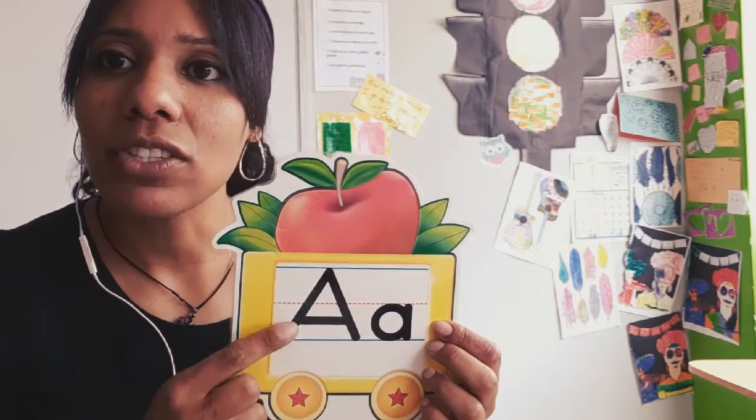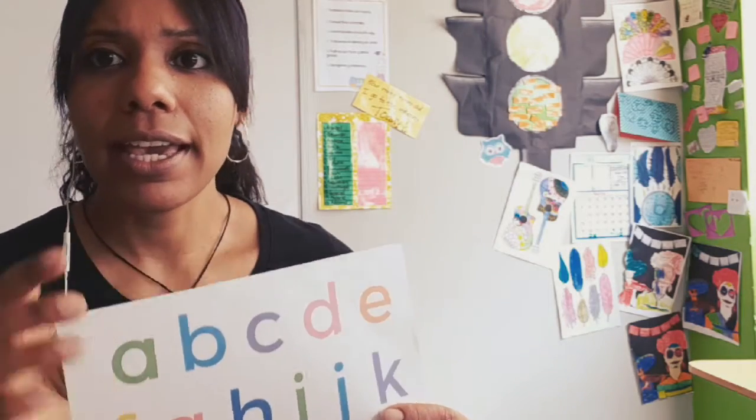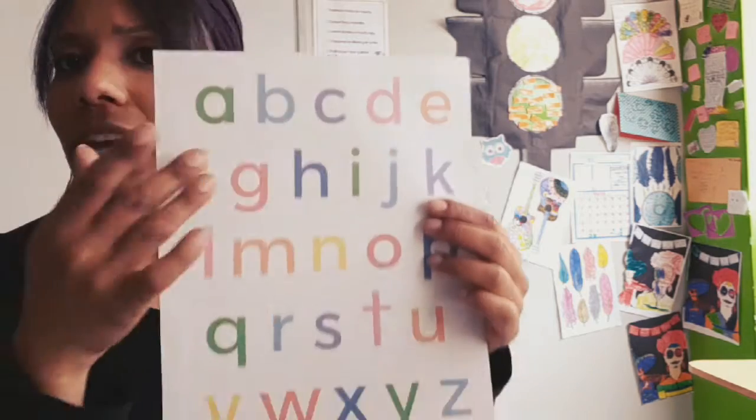And we know that each letter has its own sound. So we know that this is A. And I'm going to show you a few others so we can review. We know that we have A, B, C, D, E, and we have all of the alphabet, okay? So each letter has its own sound. But what we were learning is that with the short A and the long A, they have different sounds, okay?